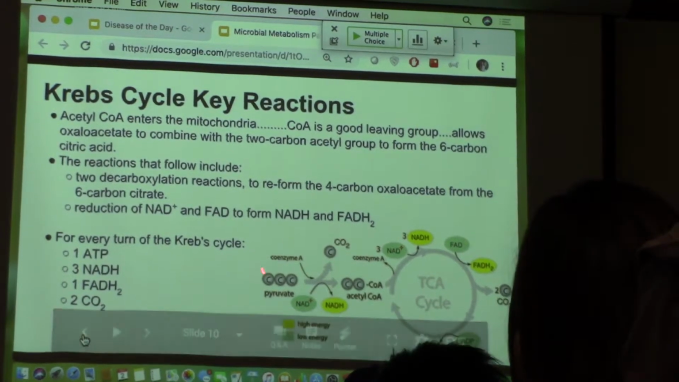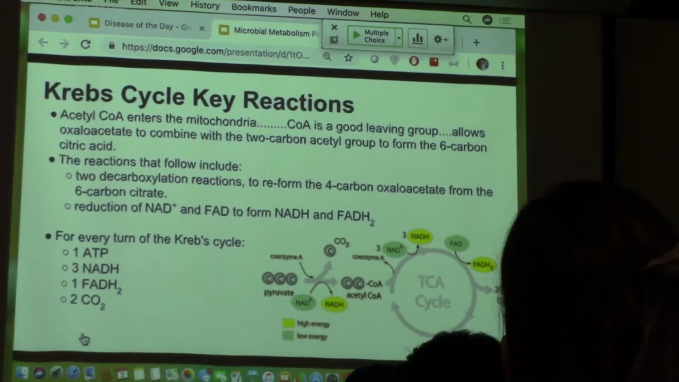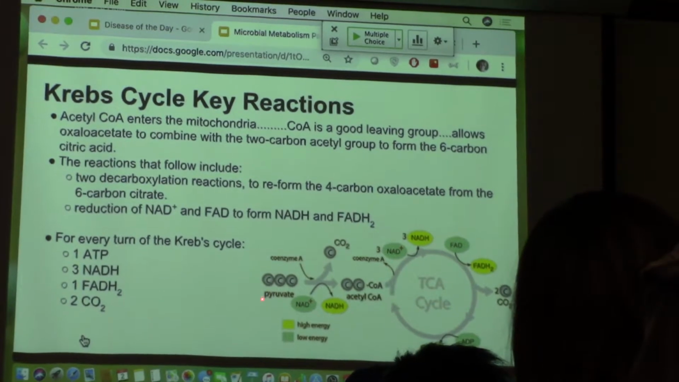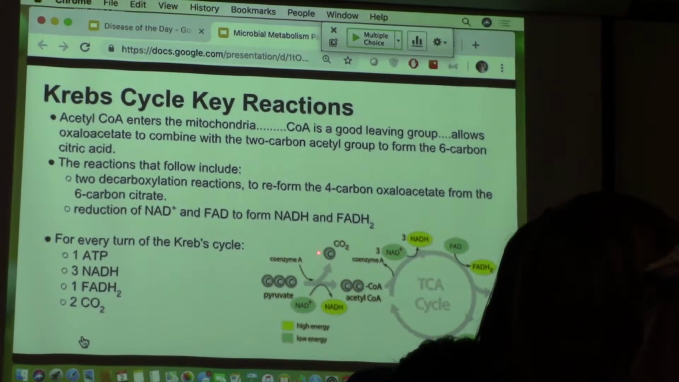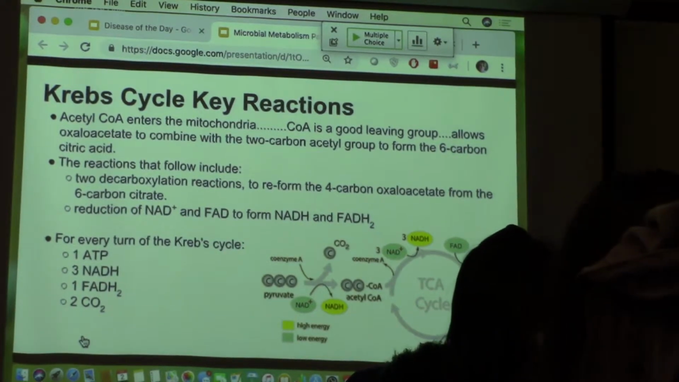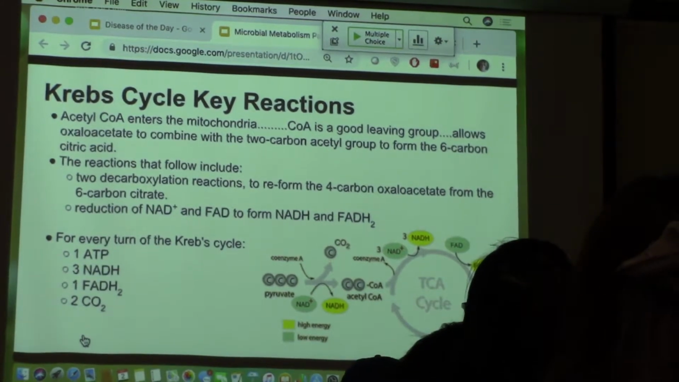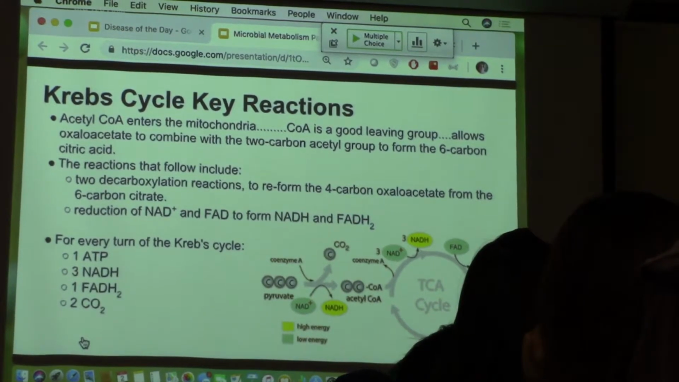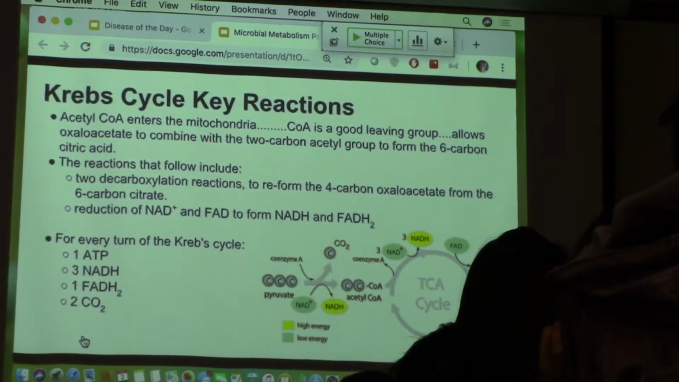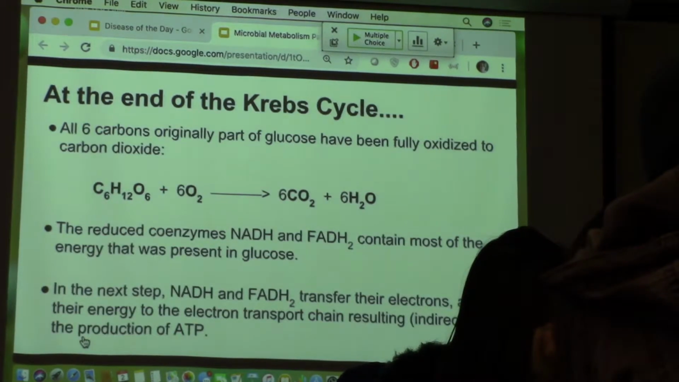For every glucose, all of this happens twice, right? Because for every glucose, we have 2 pyruvate. So for every glucose, all of this process is going to happen 2 times. We're going to lose 2 CO2s here, and we're going to lose 4 here. 4 plus 2 is 6. By the end of the Krebs cycle, all of the carbons in glucose have become CO2. And all of the energy is in the form of NADH, ATP, and FADH2. Okay? So those are really important key points.